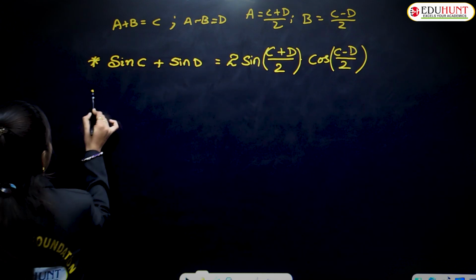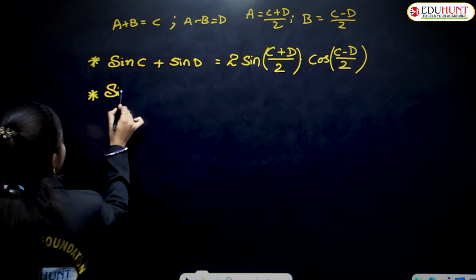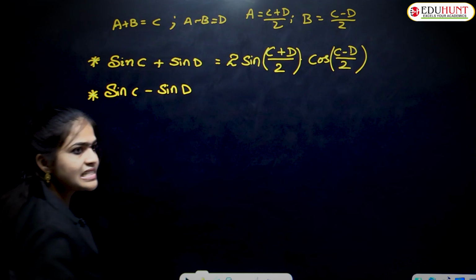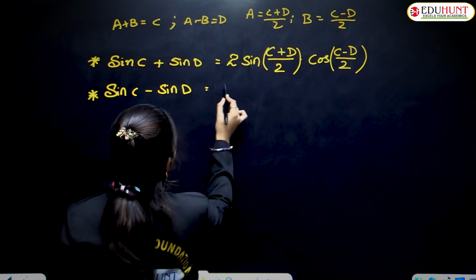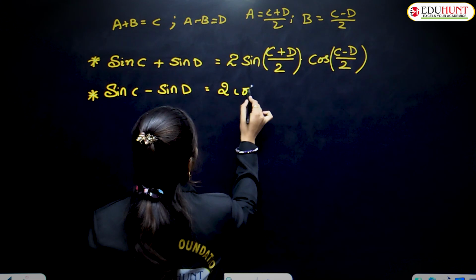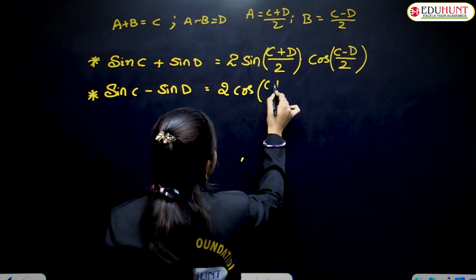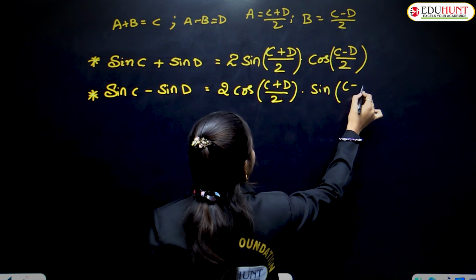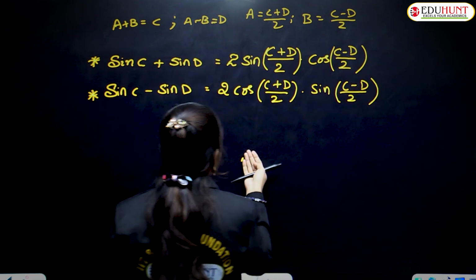Yes. So the second formula, what have we written? Sine of A plus B minus sine of A minus B, so sine C minus sine D, which is equal to 2 cos A sine B. So 2 cos of (C plus D) by 2, and here sine of (C minus D) by 2. So this is the second formula.